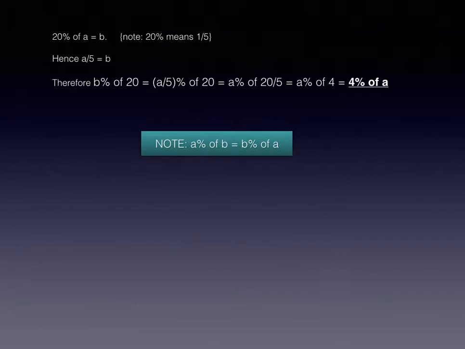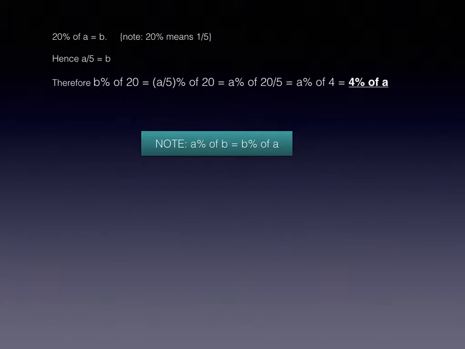So 20% of A is equal to B. And actually, it's better to study a table that relates percentages and ratios. Like, see, 20% means 20 by 100, which is equal to 1 by 5. So like that, we have ratios for the different percentages we use. Usually, 33 1 by 3 percentage is 1 by 3, then 50% is 1 by 2, 75% is 3 by 4. Like that, there's a table which relates percentages and ratios. It's better to study the table so that you can do questions easily.